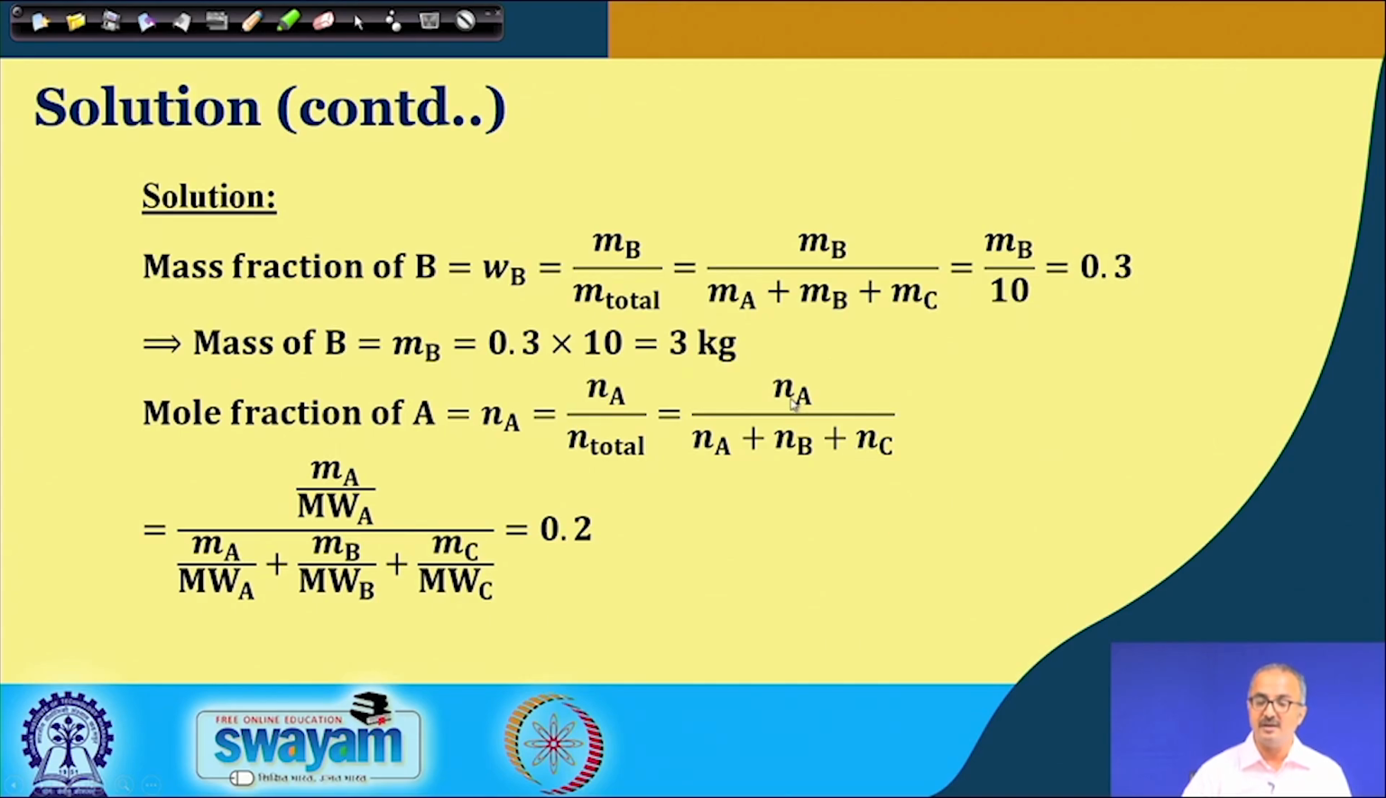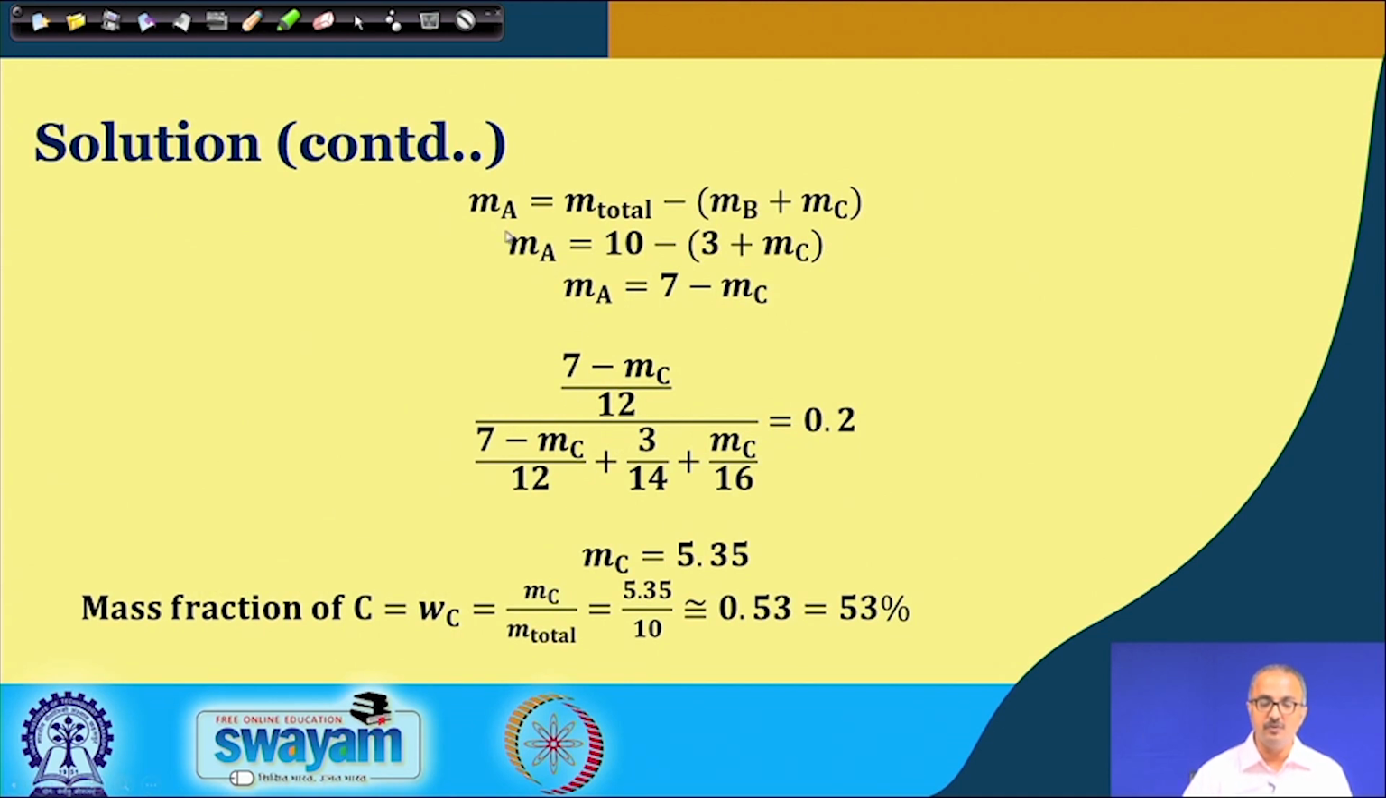Now we are converting this number of moles into mass. So, the number of moles of A is the mass of A divided by the molecular weight of A. The number of moles of the other two components is the mass of each component divided by their respective molecular weights, and this value has been given to be 0.2. So, we rearrange the equation. After rearranging, we find that the mass of A comes out like this: from the total we subtract the mass of B and C, and putting in the mass of B here, we get M equal to 7 minus MC.